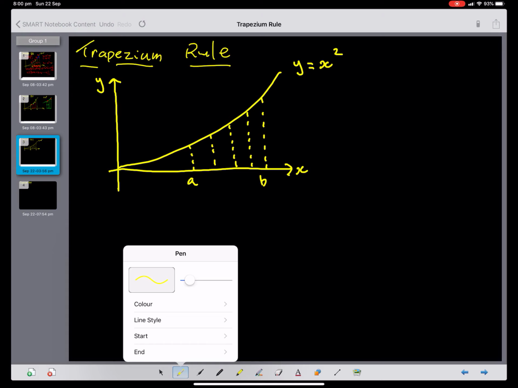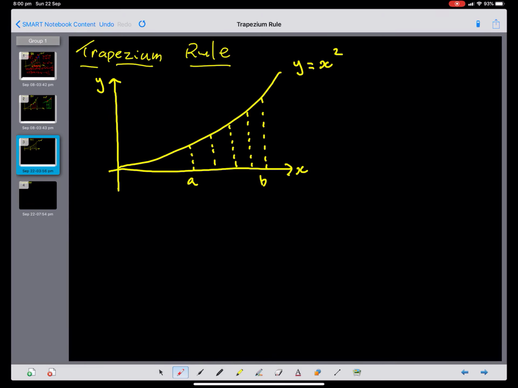Each of these trapeziums is going to have a height h. Each has a height h, and it's going to have side lengths y0, y1, y2, yn minus 1, and yn. So there's a little bit of notation here.